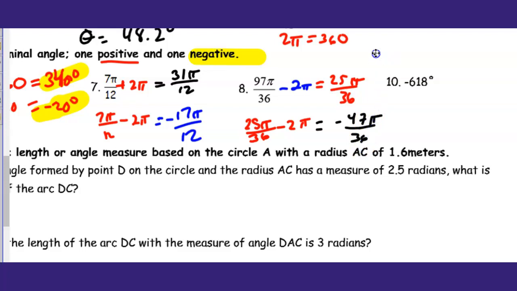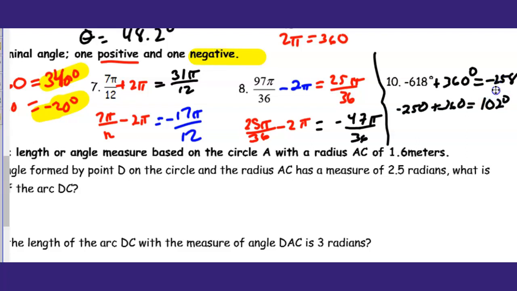All right. Now lastly, I have negative 618. Well, I'm going to add 360 to this because that's negative. All right, 360 degrees. In doing so, I get negative 258. So this is still negative. But if I take negative 258 and add 360 again, I'll get my positive coterminal angle, which is 102 degrees. So there's your negative, there's your positive.